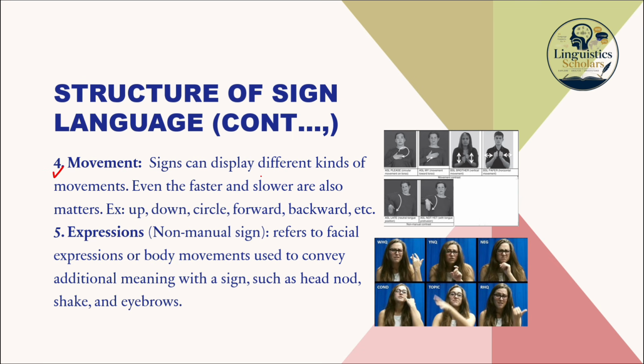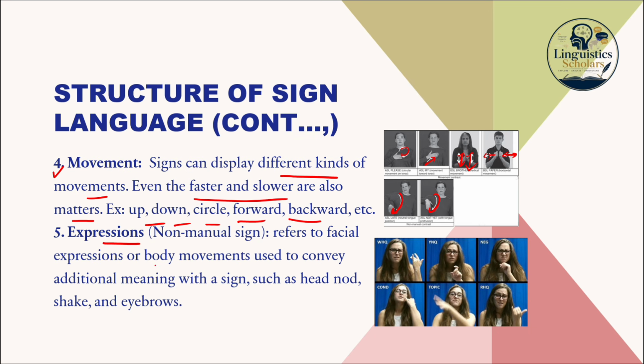And next, movement. A sign can display different kinds of movements. Even faster and slower matters: up, down, circle, forward, backward. As you can see, the hand moved from here to here, and again from here to here, then up and down, moving in parallel, and then down again. So this is referring to movement. There are different kinds of movement: circle, round, forward, backward, slow, fast. These all fall under the category of movement.